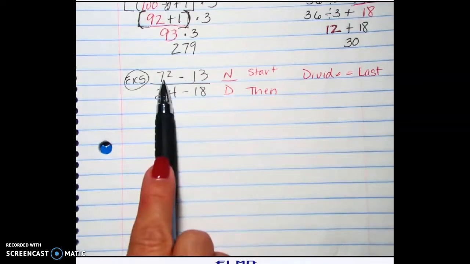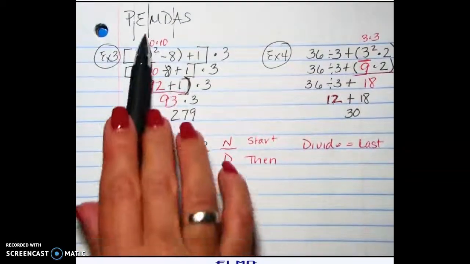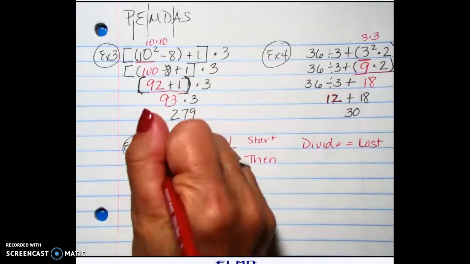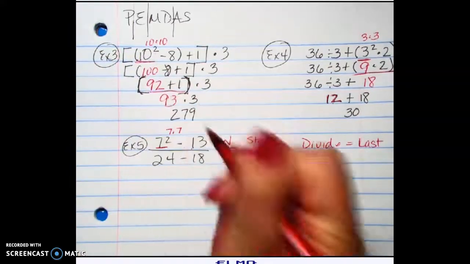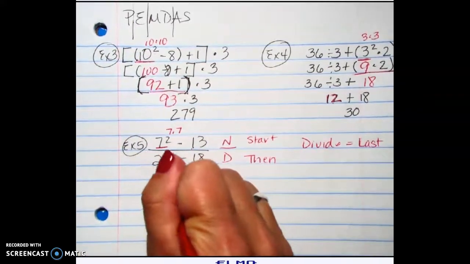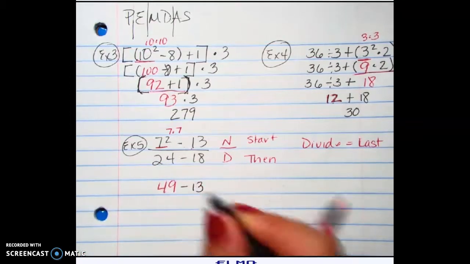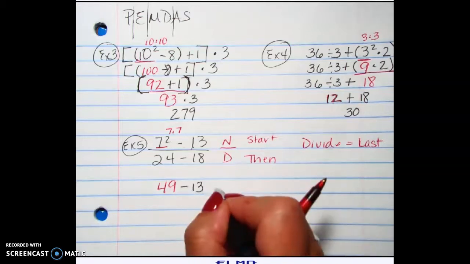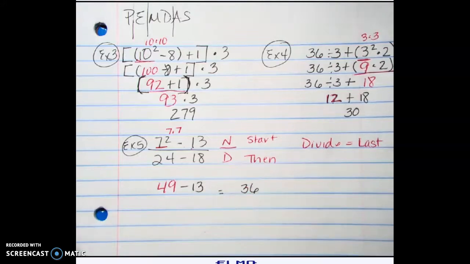I'm going to start with my numerator. In PEMDAS, I start with parentheses. There are none. I'm going to go to my exponent. There it is. So that means 7 times 7. So I end up with 49 minus 13, which ends up being 49 minus 13 is 36. So there's my numerator.